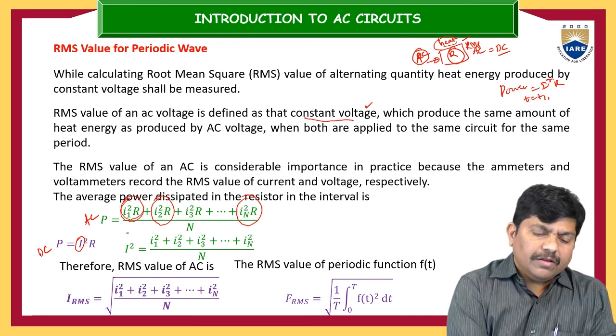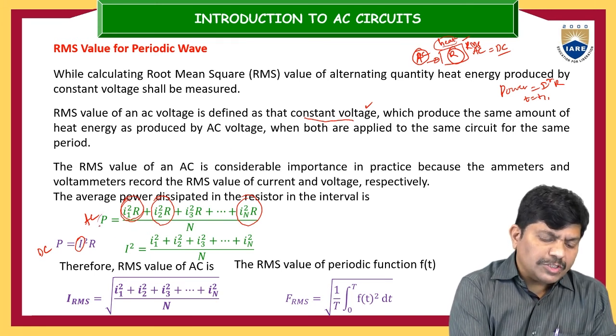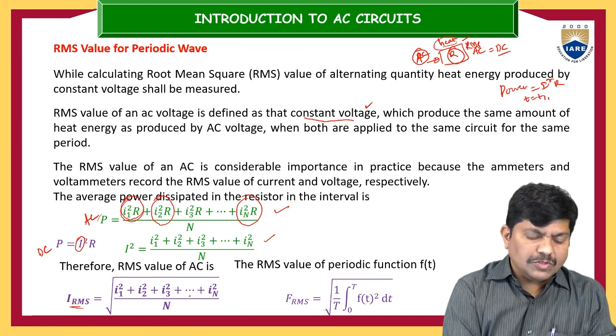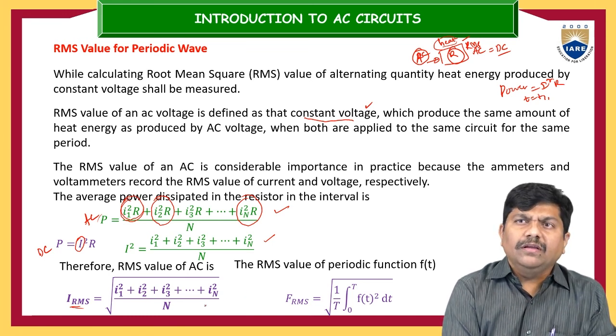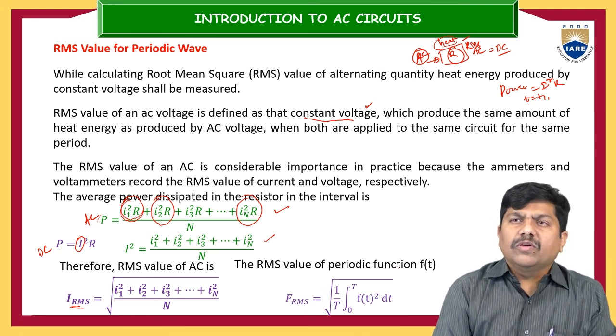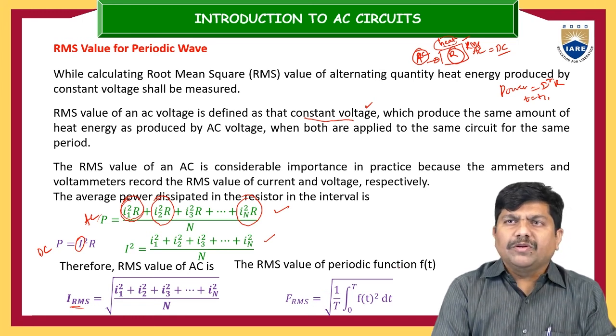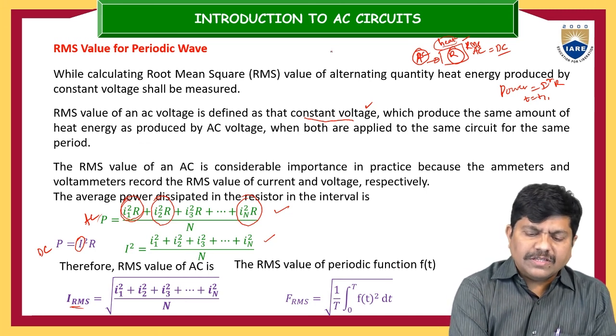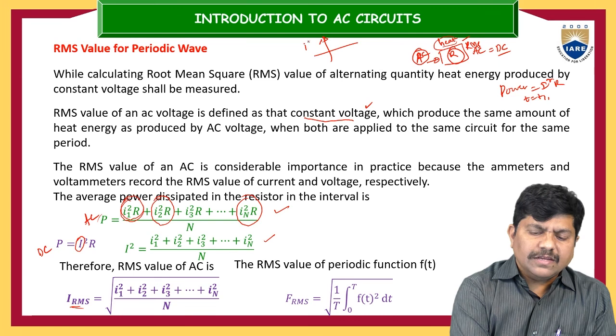Then RMS value means the powers must be the same. So let us equate this equation to this equation. Then we get IRMS is nothing but the square root of I1 square plus I2 square plus so on, divided by N. Or in the simplest form, FRMS is nothing but the square root of 1 by T integration of 0 to T function square, because the current function is nothing but I of t over a time interval of T.